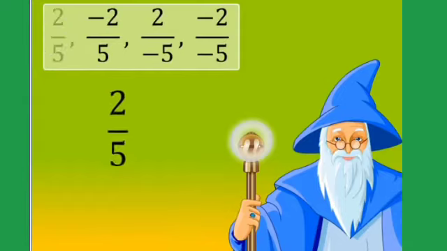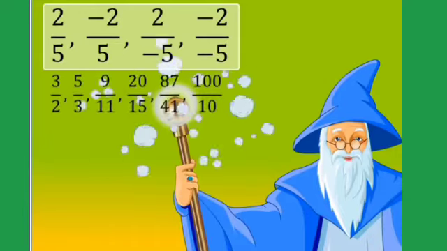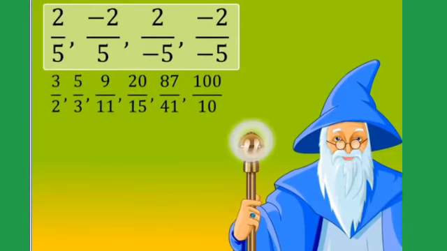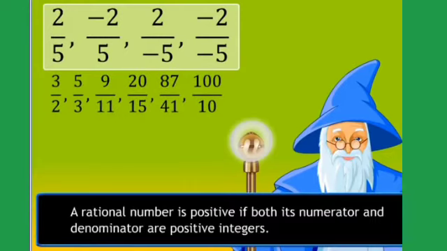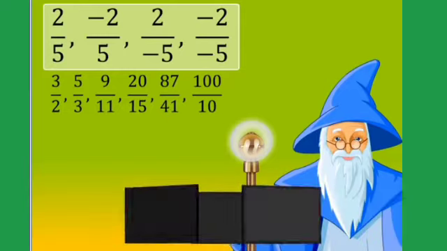Consider the number 2 divided by 5. Here, both the numerator and the denominator are positive integers. Here are some more examples of positive rational numbers. All such rational numbers, where both the numerator and the denominator are positive integers, are called positive rational numbers.